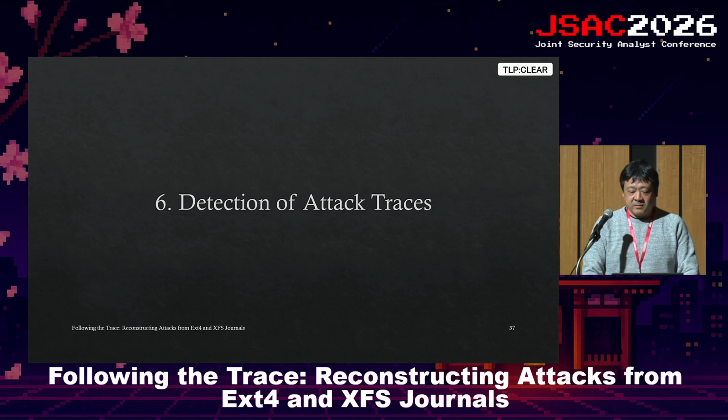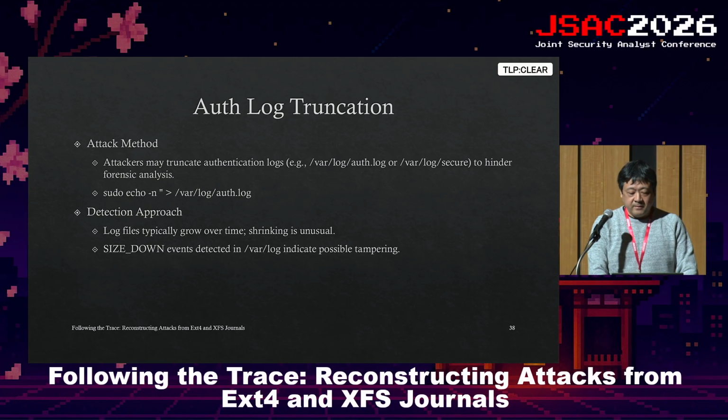Let's go explore how we may be able to detect other attack traces. First, detecting auth log truncation. The attack method is simple: truncating authentication logs such as auth.log or secure using the echo command. The detection approach is as simple. Log files typically grow over time and shrinking is unusual. So you can just filter size down events in the var log directory to find possible tampering or log truncation.